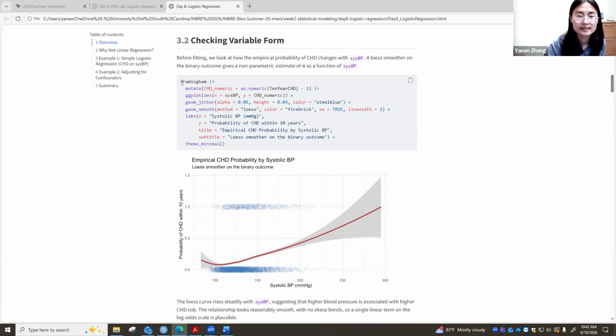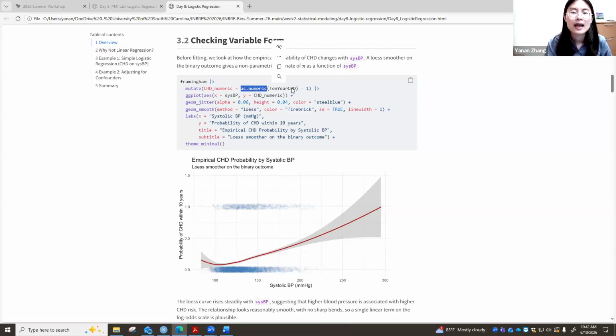So let's look at these codes. First, this line, mutate CHD numeric. Remember, the 10-year CHD is already a factor, right? It has two levels, no and yes. But we want to code them as 0 and 1, because with no and yes, we cannot model anything. We have to recode it with values of 0 and 1. How to do that? We can use the function called as.numeric.